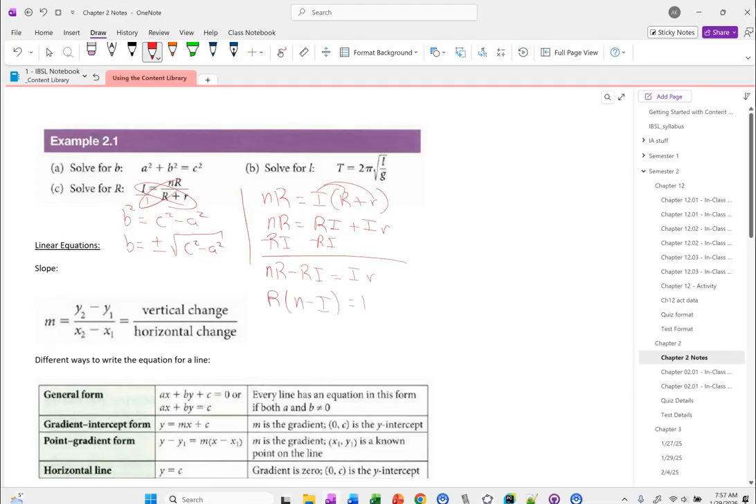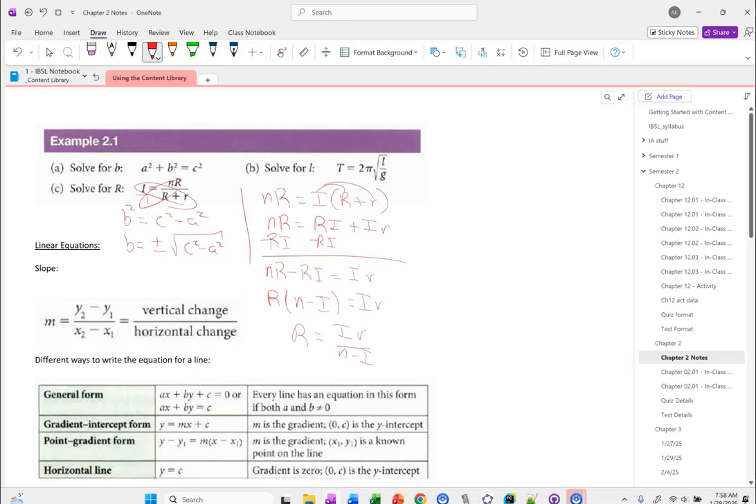What does that accomplish? It gets R into one location, right? And the last step would then be just to divide by n minus 1. And you're done, assuming your variables don't make a 0 denominator anywhere. All right.